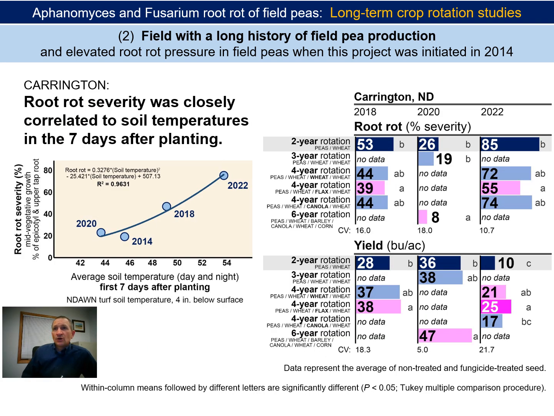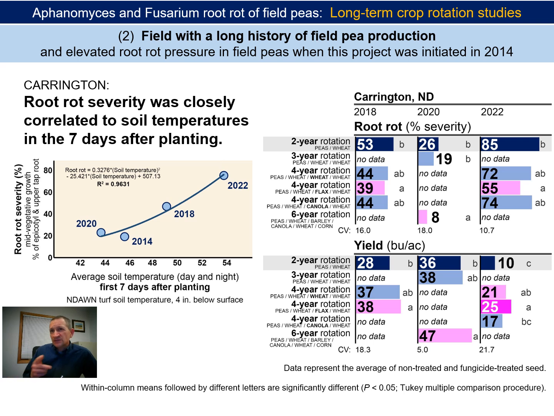All right, so what I want you to look at now is, again, that root rot severity in the 2-year rotation. And notice how it jumps around from a 53% to a 26% to an 85%, okay, and again, this is in the exact same study with root rot assessed at a similar growth stage. So what's responsible for that?